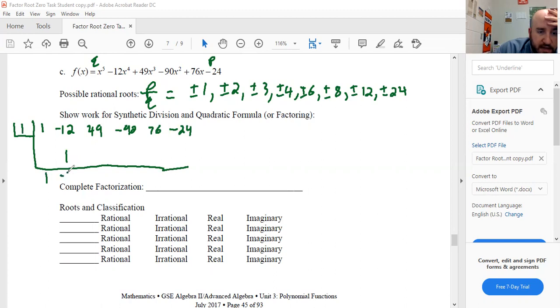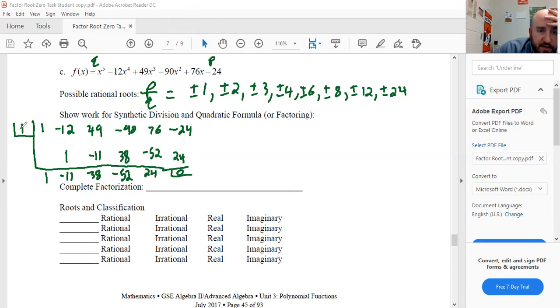Negative 12 and 1 is negative 11. Negative 11 times 1 is negative 11. 49 minus 11 is 38. 38 times 1 is 38. Negative 90 and 38 is negative 52. Negative 52 times 1 is negative 52. 76 minus 52 is 24. 24 times 1 is 24. Negative 24 and positive 24 is 0.